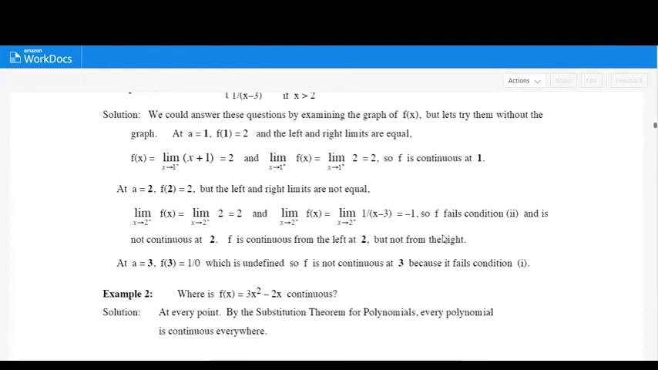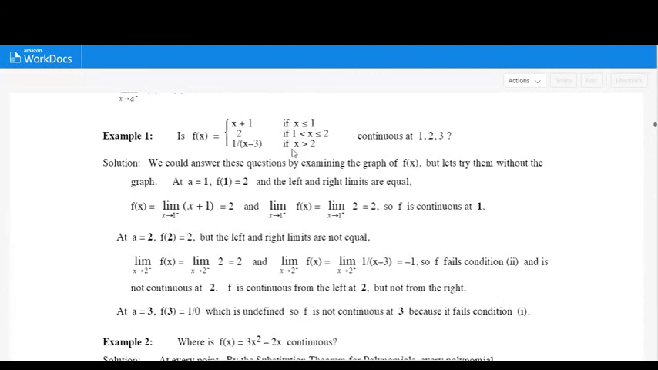Okay. Next, at a equals to 3. Okay, so kung 3, dito siya belong sa third line, x is greater than 2. So 1 over 3 minus 3. That's 1 over 0. Okay? So 1 over 0 is undefined. So f is not continuous at 3 because it fails condition number 1. So kitang-kita na dito lang talaga siya continuous at x or at a equals to 1.